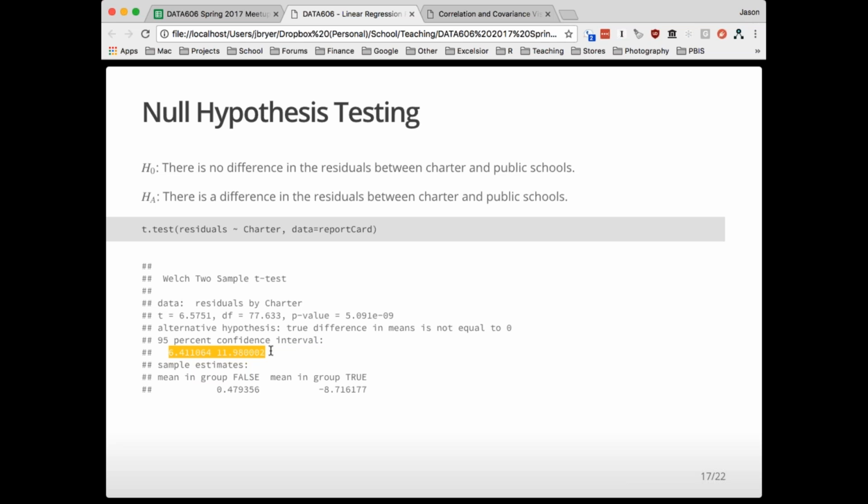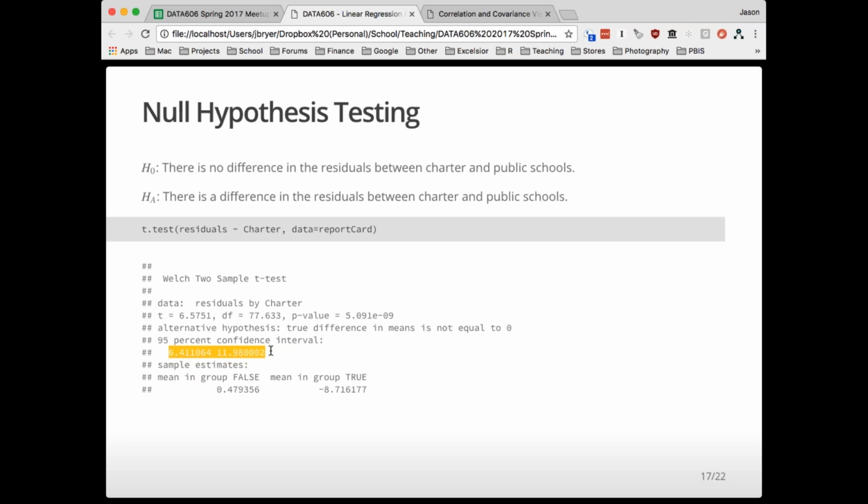So what's the scale here? Well, these are percentage points. So whatever the drop is in the score from 2012 to 2013, I'm expecting charter schools to drop somewhere between 6.4 and 12% more than a traditional public school. And so this has some interesting implications.